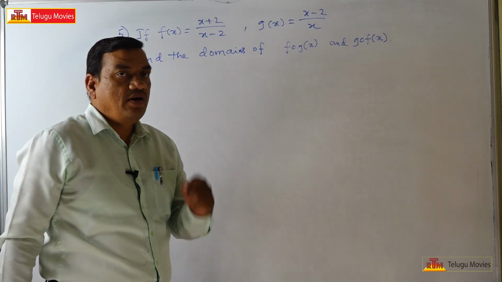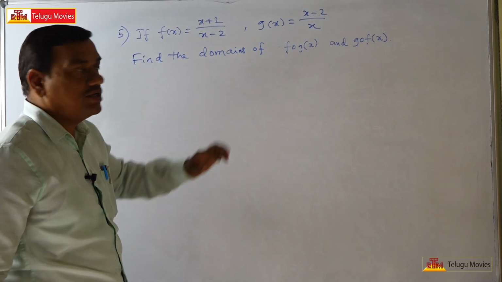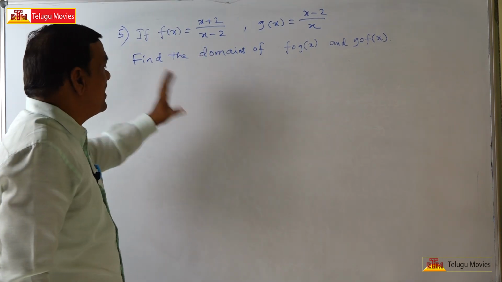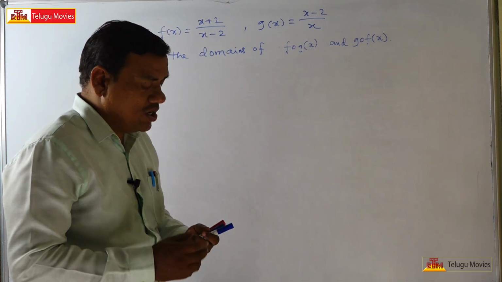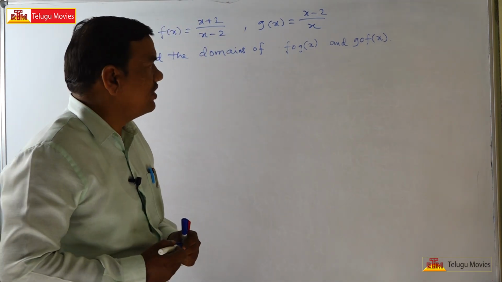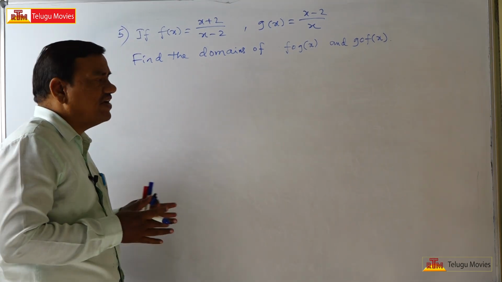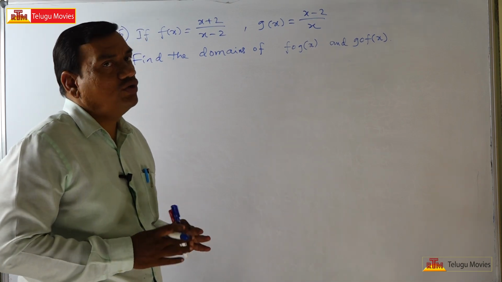Welcome to another problem. Here f of x is equal to x plus 2 upon x minus 2. g of x is equal to x minus 2 upon x. Then find the domains of f circle g of x and g circle f of x. Generally, the majority of students make mistakes here only. So I will tell you a very easy method, so you can do it easily without any confusion.